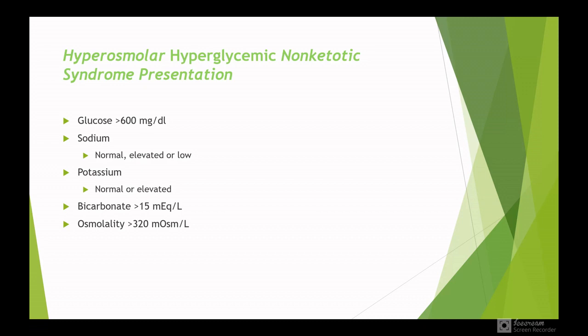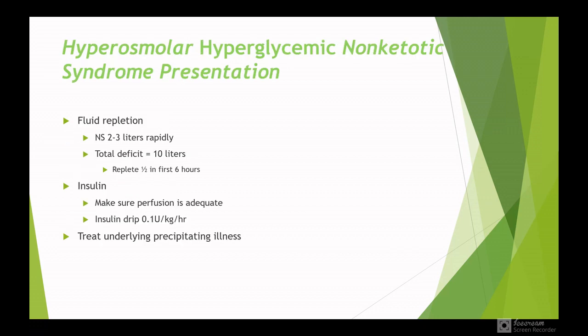areflexia. As I have told, the main three differences: glucose will be more than 600 mg per dL, sodium will be slightly normal to elevated, potassium will be normal to elevated, bicarbonate will be more, and the osmolality will be more than 320 mOsm per L. And the main difference, ketones will not be present here, but in DKA ketones will be the main component. And we can treat the disease in the same way as DKA, but here NS needs to be given rapidly because we need to correct the dehydration rapidly.